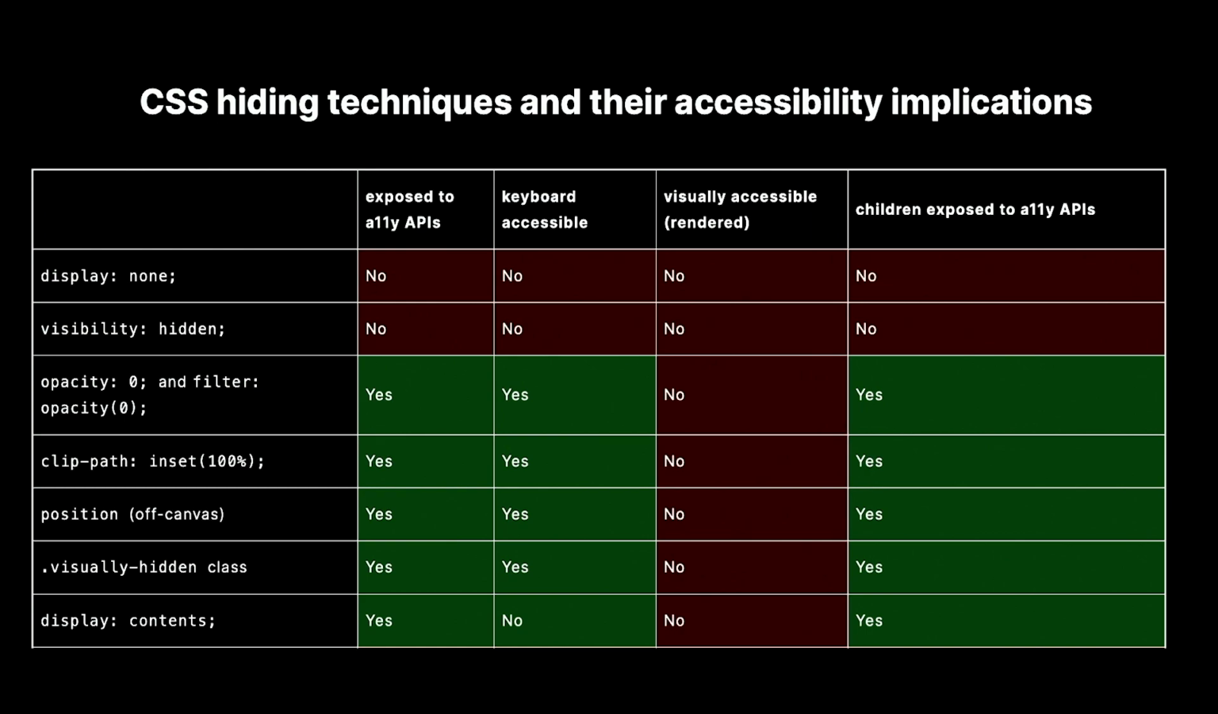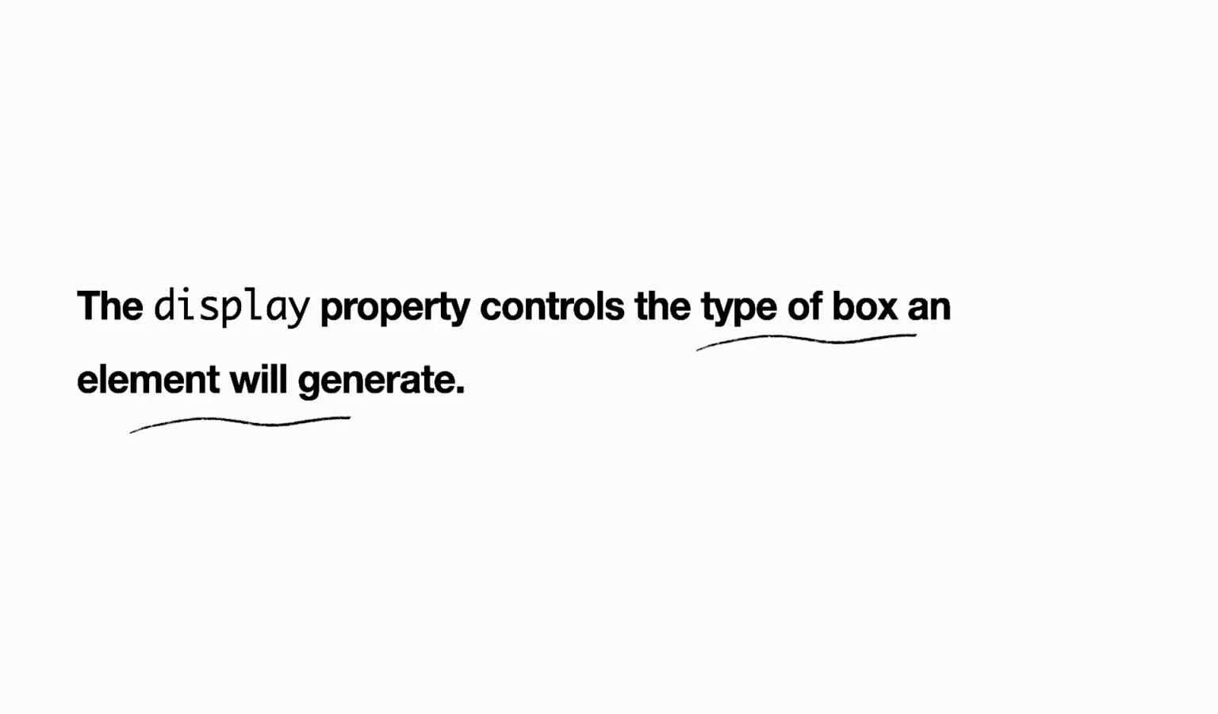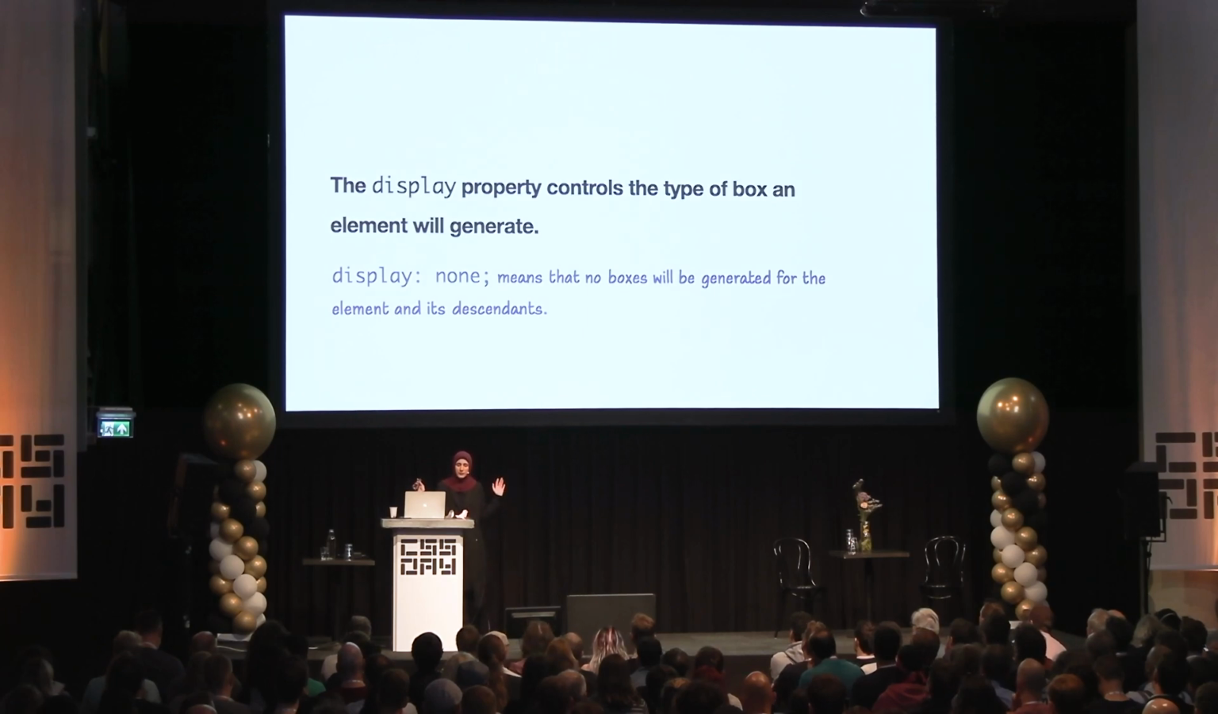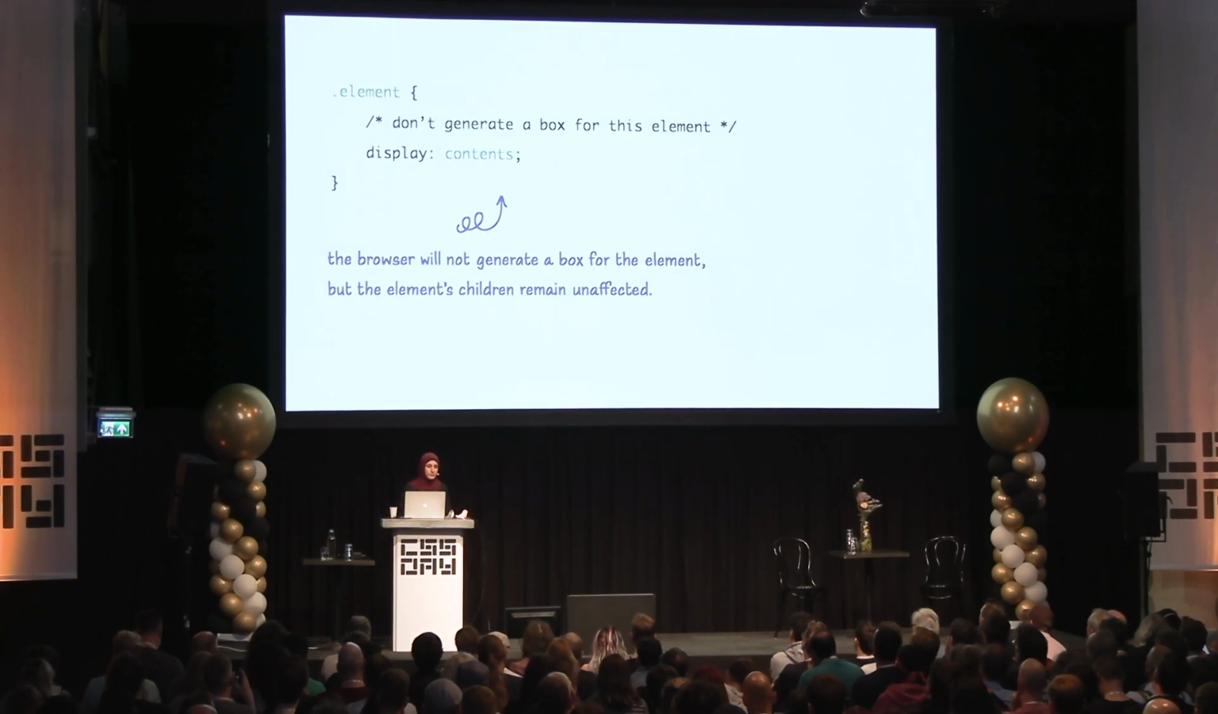more than it is supposed to do. So the purpose of the display property is to control the type of boxes that an element will generate. When the value of the property is none, you're telling the browser to generate no boxes for the element or any of its descendants. So neither the element nor the descendants are being generated. They're not accessible. They're excluded from the accessibility tree.